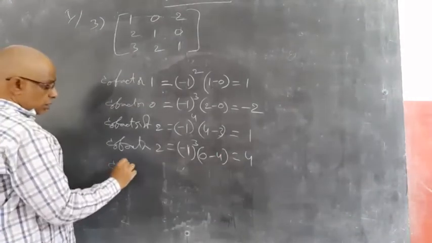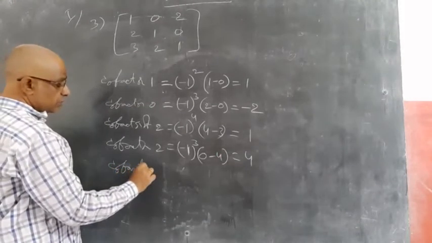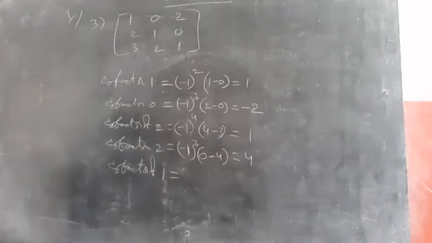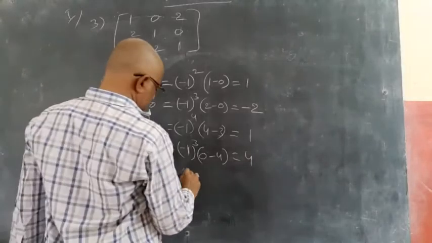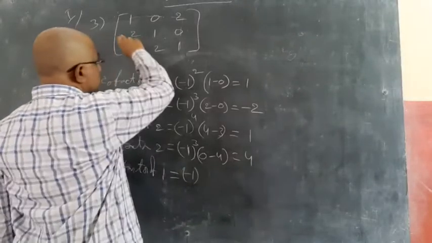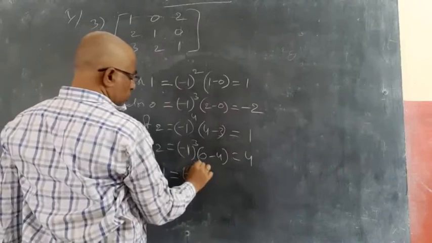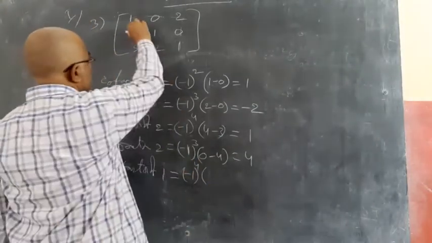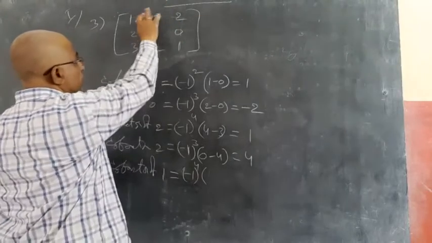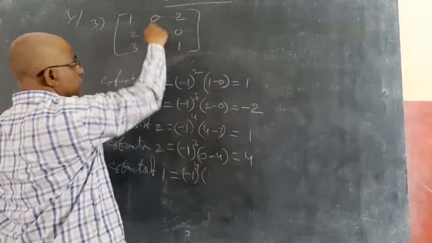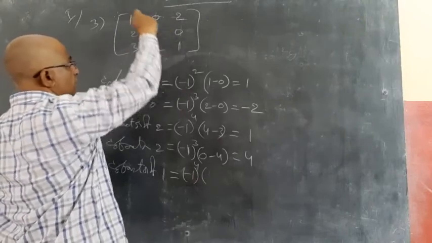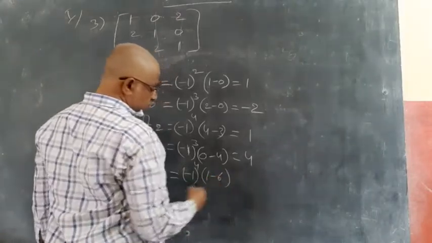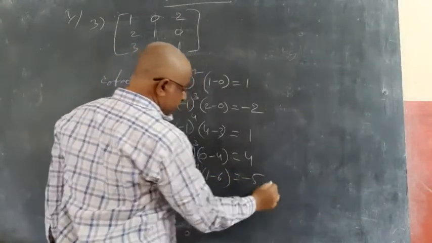Like cofactor of 1 equal to minus 1 whole power. This is second row, second column, 2 plus 2 whole power 4, into closing that row, that column. Closing this row and this column, left out is 1, 2, 3, 1. Means 1 minus 6, minus 5, into plus 1 becomes minus 5.